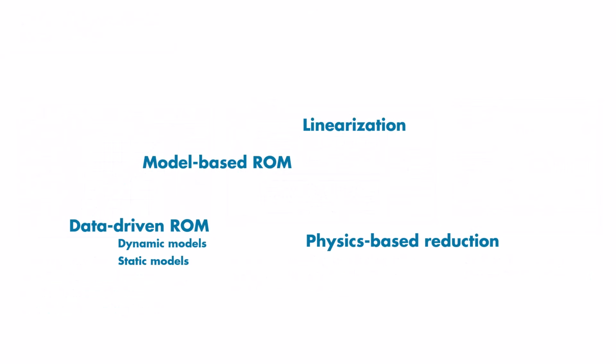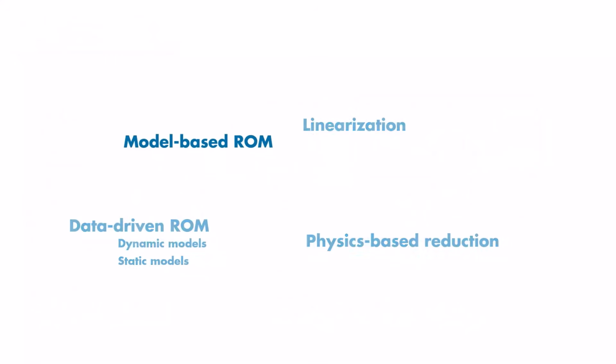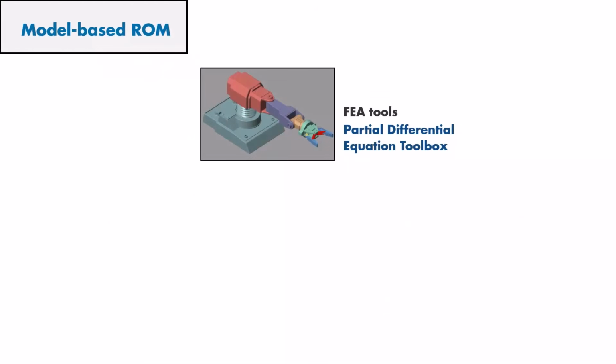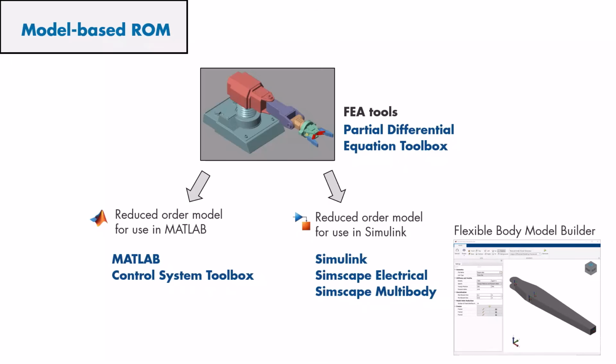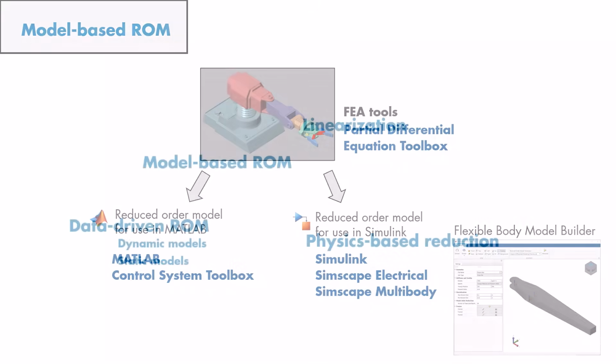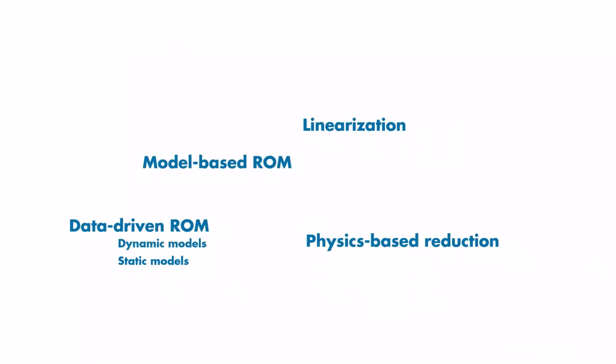Another technique for building ROMs is to use model-based methods that rely on meshing FEA models to extract state space representation that can be used for system-level simulation and control design. One example of a tool that uses such model-based methods is the Flexible Body Model Builder app that is available with Simscape Multibody.